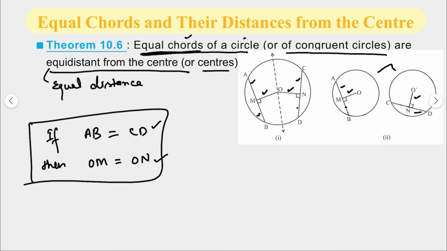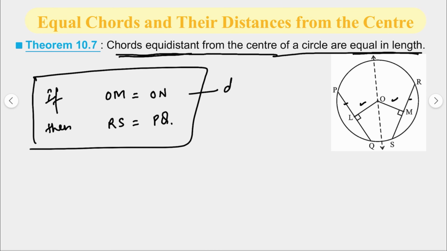In 10.6 we have: if chords are equal, then their distance from the center will be equal. While in 10.7, if their distance from the center is equal, then the length of the chords is equal. So we have these two theorems. Whenever you find these cases, if the chords are equal, then the distance from the center will be equal, or if the distances from the center are equal, then the chords will be equal. If one is given to us equal, then the other quantity will by default be equal.